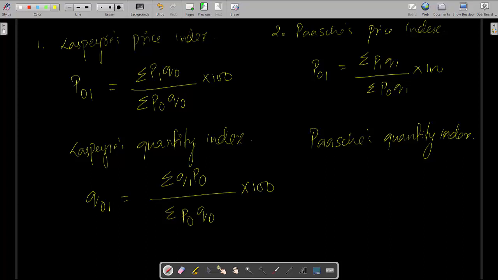Now here, as I said, when it is Quantity Index, you have to write Q01. So here as well, the numerator is the same, sigma P1 Q1 divided by sigma P1 Q0 into 100. Now you see, in this formula the numerator P1 Q1 is the same, and there's a difference in the denominator. In Paasche's, it is P0 Q1, right? So for quantity index, it is just the opposite. You have to make it P1 and Q0.